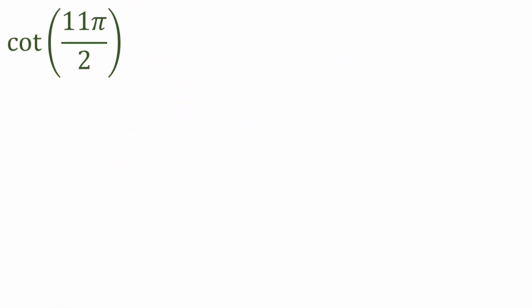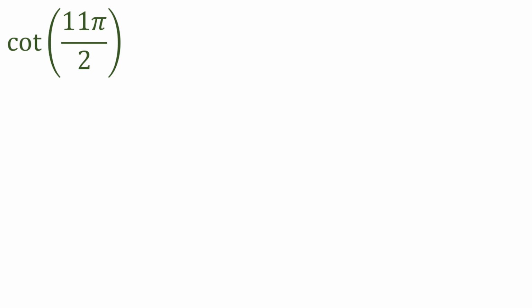Let's try to find cotangent of 11 pi over 2. 11 pi over 2 is not found on one rotation of the circle, but we know that if we subtract multiples of 2 pi, we can eventually find a coterminal angle with 11 pi over 2 that is in one rotation of the unit circle, which might be a little bit easier to think about.